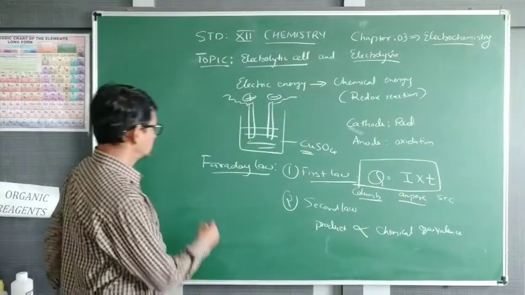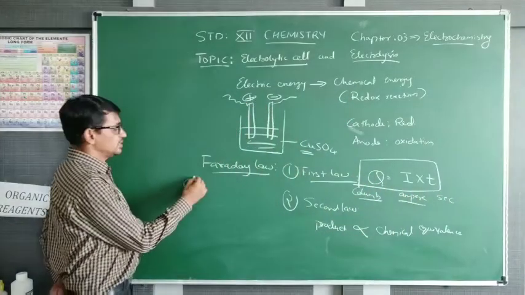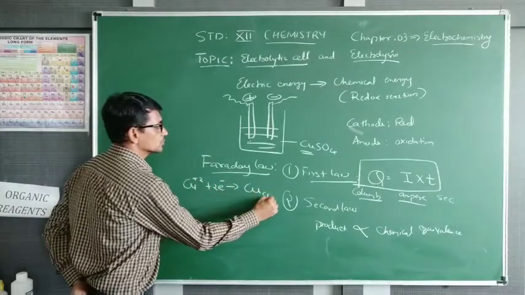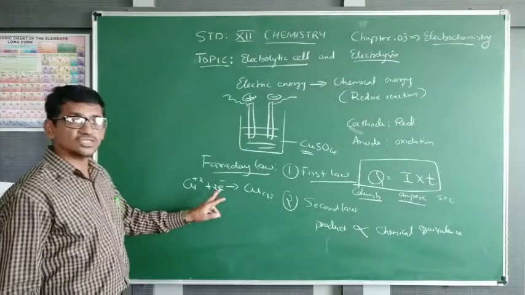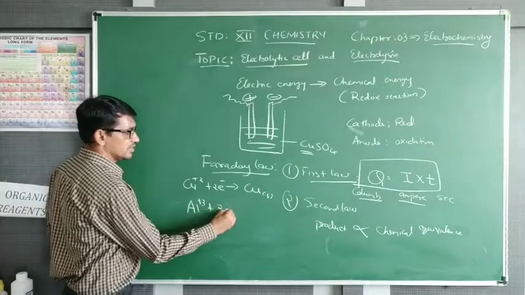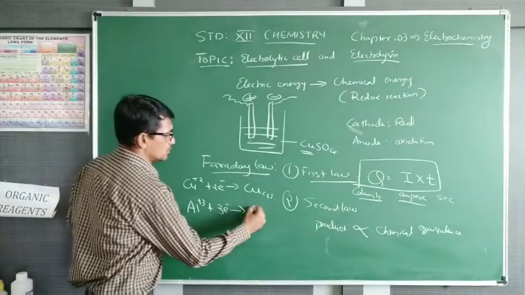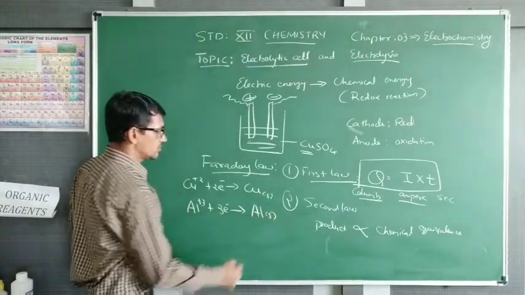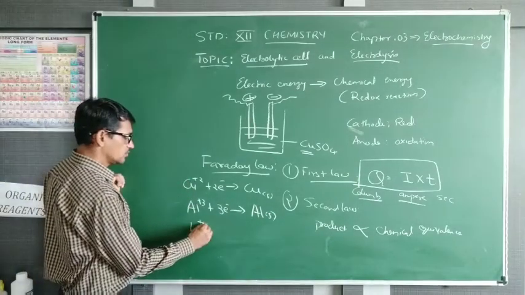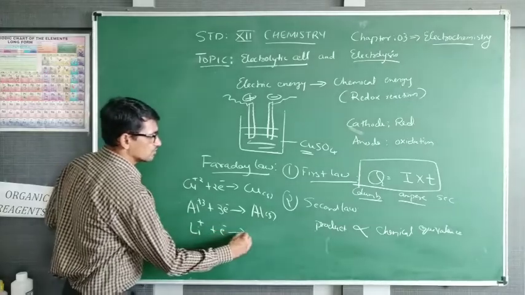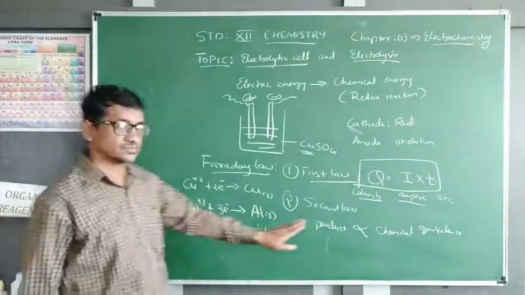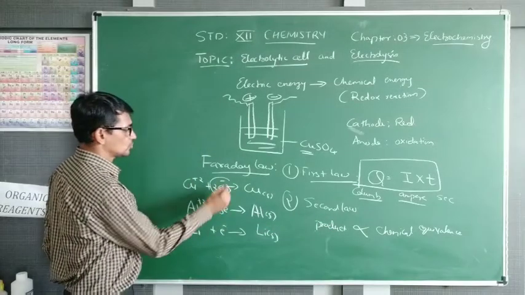Chemical equivalence means, suppose it is copper, then Cu plus 2 ion takes 2 electrons to reduce. So that is known as chemical valence 2. Similarly, aluminum Al plus 3 takes 3 electrons to convert into Al solid. Suppose it is lithium, Li plus 1 takes 1 electron to convert to Li solid. That is known as chemical equivalence. You can also see it as the number of electrons transferred.